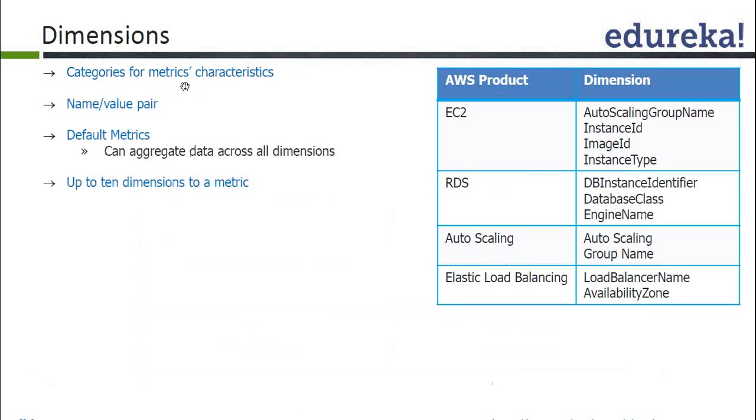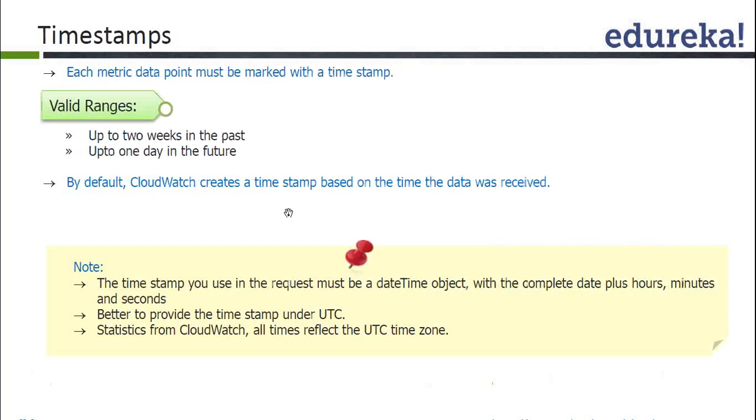Now you would have a dimension. Dimension means for each metric it might have some more metadata, like whether it's for some particular instance ID, particular instance type, and you can group on that also. So that's the dimension. Then timestamp. Timestamp is one of the most critical parts, because without that you cannot have a metric.